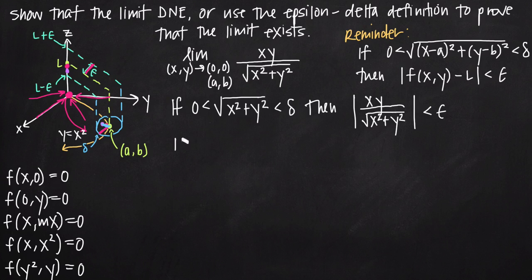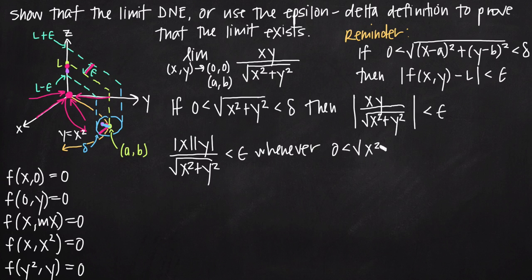We're going to say the absolute value of x times the absolute value of y divided by the square root of x squared plus y squared is less than epsilon whenever 0 is less than the square root of x squared plus y squared less than delta. So this value is always going to be less than epsilon whenever this is true, whenever this value is less than delta but also a positive value.